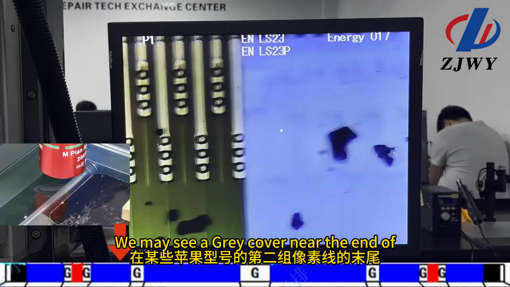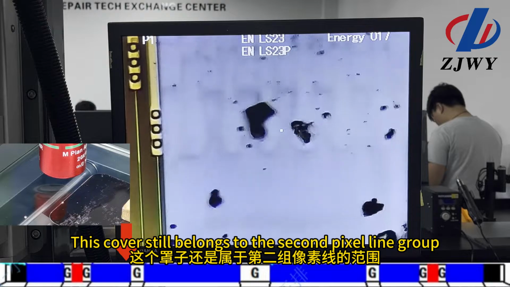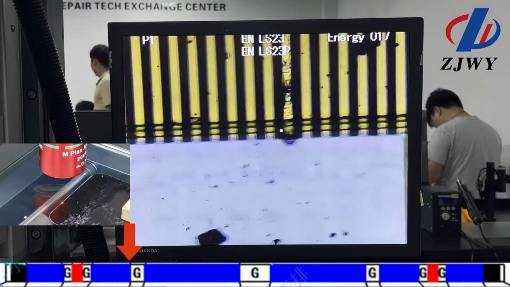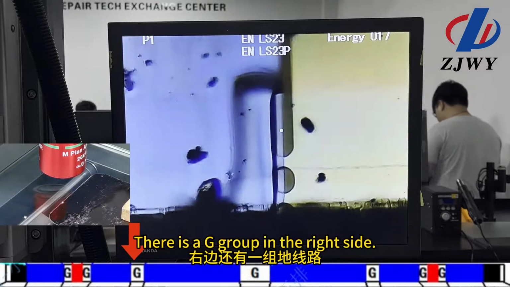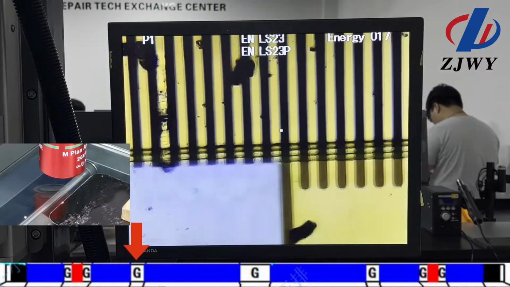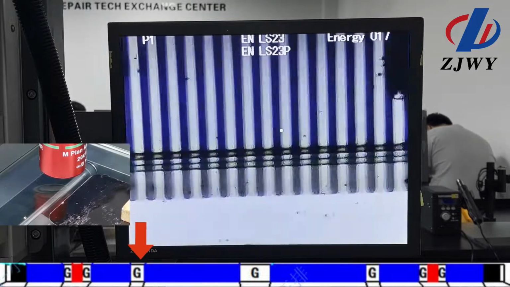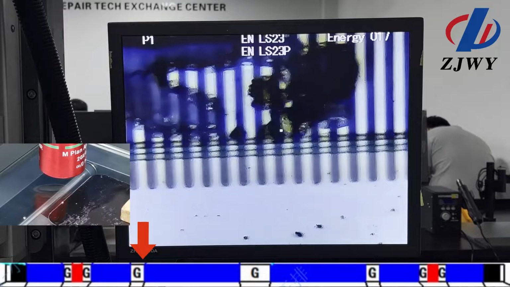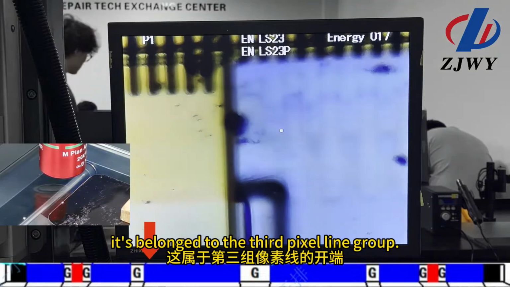We may see a gray cover near the end of the second group on some iPhone models. This cover still belongs to the second pixel line group. This is the real end of the second group. There is a G group in the right side. This G group is VDD. The gray cover also appears here. It belongs to the third pixel line group.